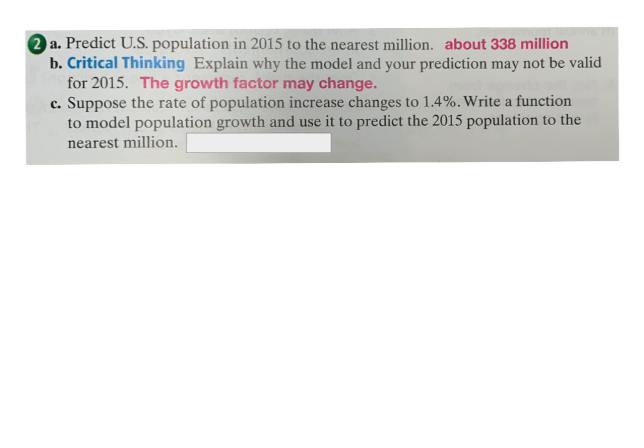And so then they said, let's suppose it does change. Let's suppose it increases to 1.4 instead of what we had at 1.24. So your new formula should have looked like this. It should have been y equals 281, and you should have had 1.014 here to the x. And then when you plug that in with 15 years, you would have gotten about 346 million.